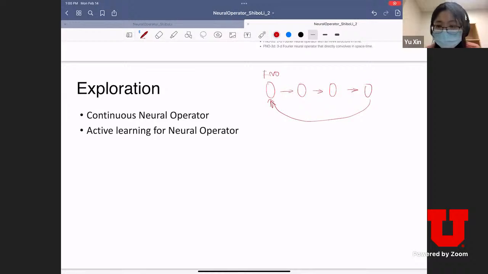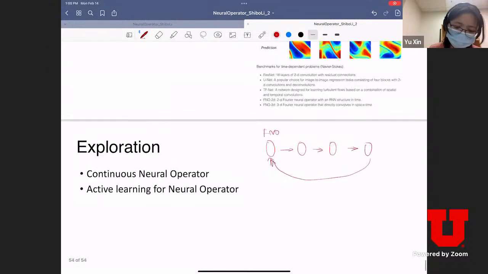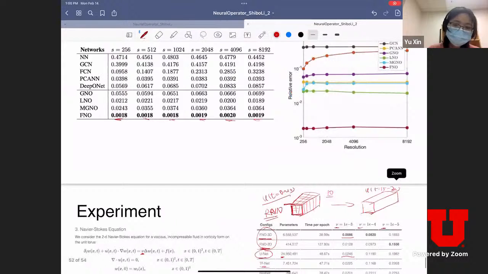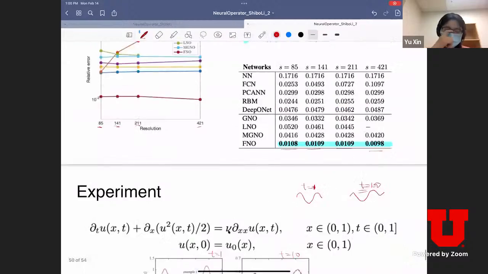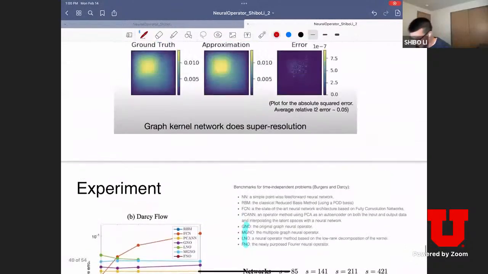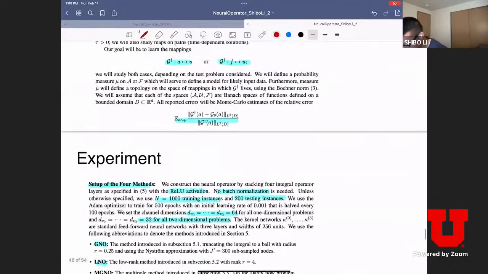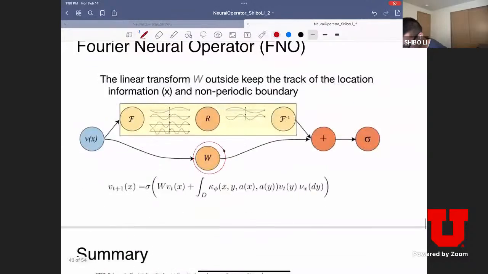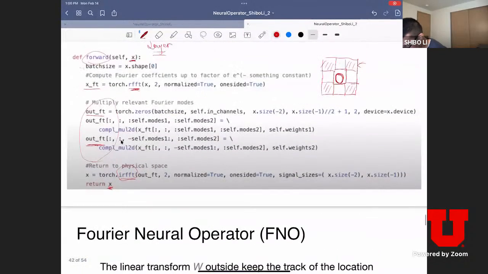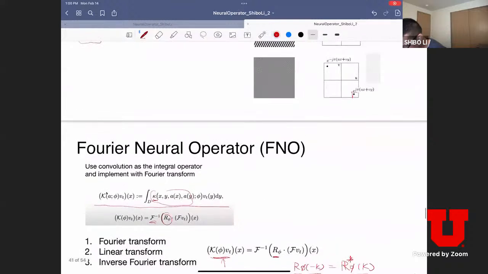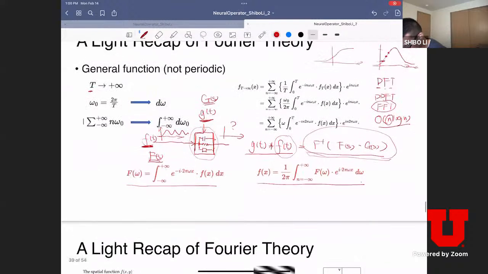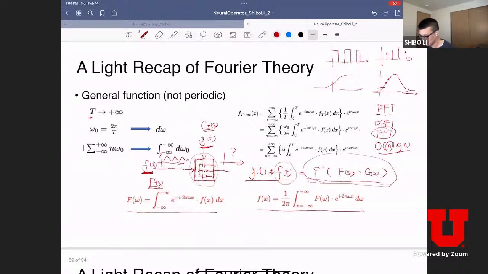Okay, so why does it need that operation? I mean, why does it need to do the Fourier transformation and then the inverse? I didn't get that. That's a very good question. That can be explained by the introduction to Fourier theory.